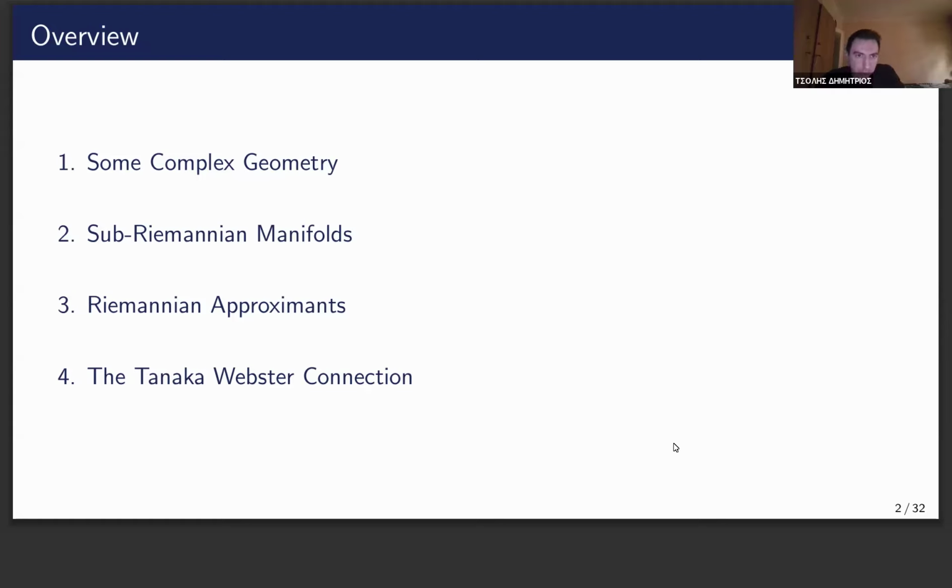Next, we will introduce the Riemannian approximants. This is a technique that's very useful to study Sub-Riemannian manifolds. We can use techniques from Riemannian geometry to study things like the horizontal curvature, as we call it, and other invariants in Sub-Riemannian manifolds. And finally, we will introduce the Tanaka-Webster connection, which is a kind of canonical connection for those types of manifolds.